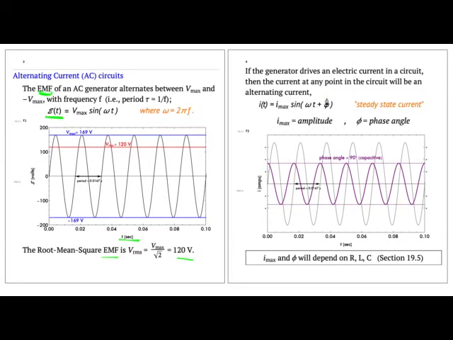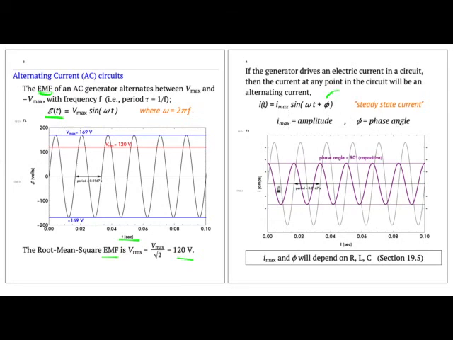Now there's this constant phi. Phi is a phase shift or a phase angle. You see, the current and the voltage don't have to be in phase. In general, the current and the voltage are not in phase. So they're both alternating with the same frequency, but the maximum of the voltage does not coincide with the maximum of the current. Maximum current, that's the amplitude of the current. Phi is the phase angle.